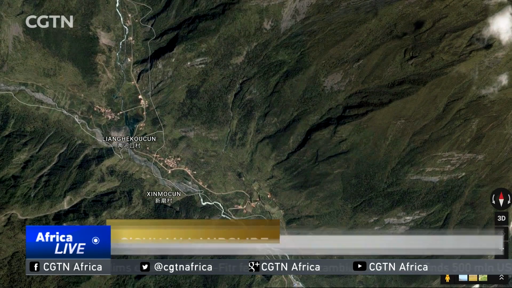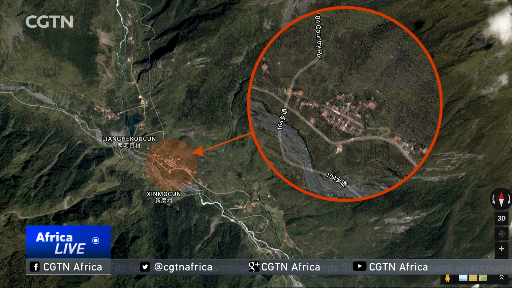Now let's take a look at some of the satellite pictures and animations of the landslide. Yang Zhao will explain how the landslide engulfed Xinmo village. You're now looking at the satellite image shot before the massive landslide. The village, with over 60 houses and a river to its south, can be clearly seen in this picture.